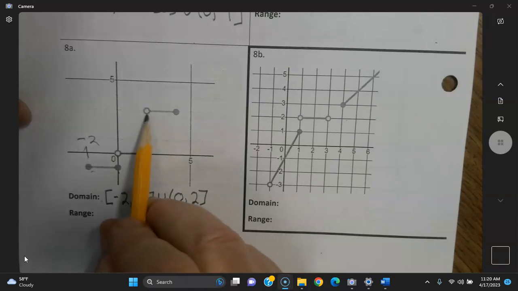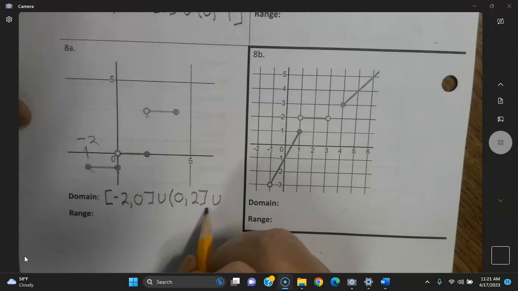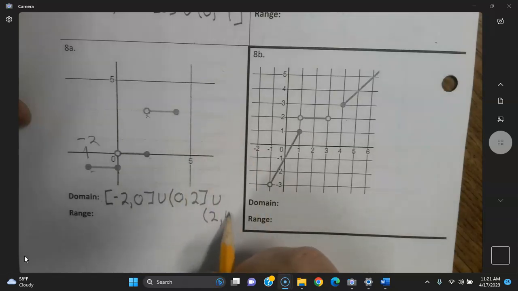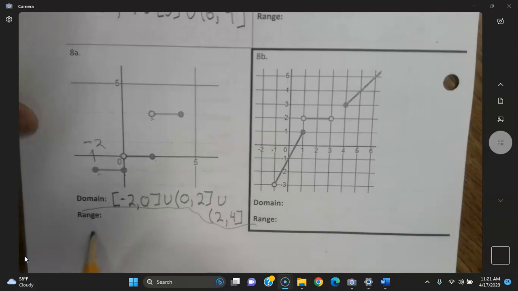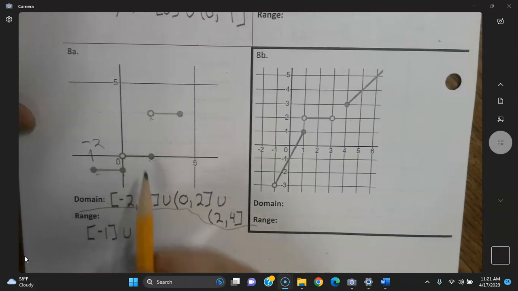Now we go up here to 2, but this one doesn't touch the 2. I'm going to run a little off my paper here, so I'll just put it down here. It's 2, and then it goes to 4, and it does touch the 4, so that's a square bracket. Okay, so these are the domain right here. All right, the range down here. This one is -1. It's -1 right there. It doesn't go up or down at all. It just stays at -1. And it touches both. So we're going to just put -1. We union that with this one.